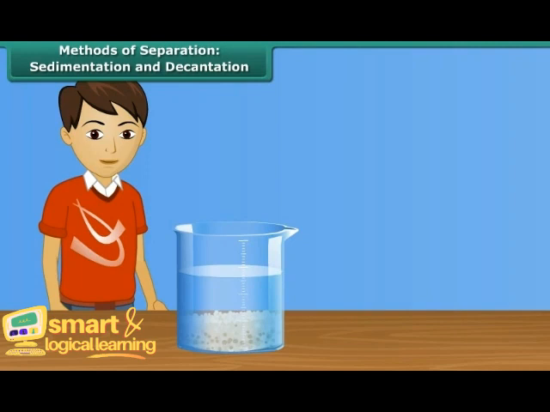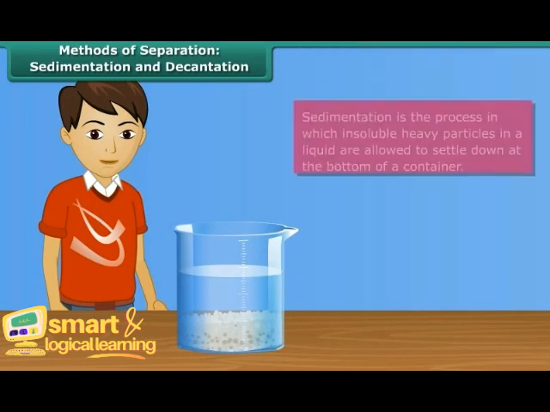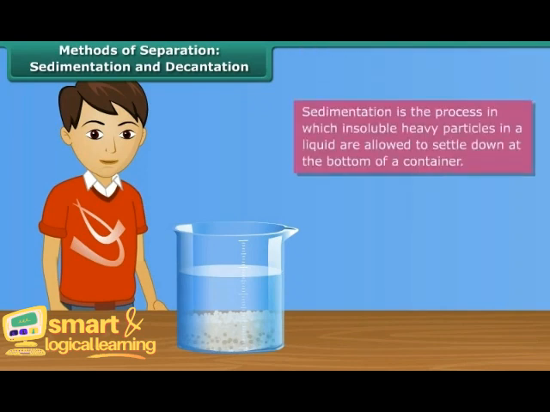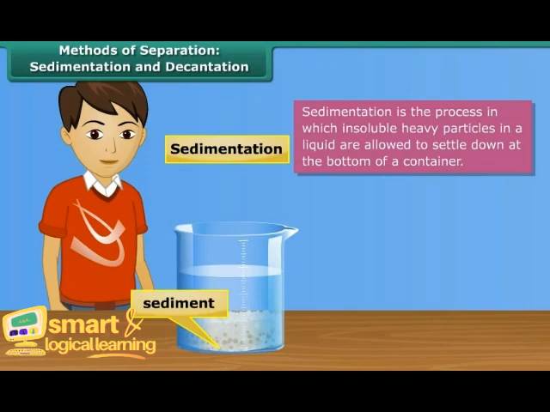The beaker had clear water. Mud, being heavy, had settled down at the bottom of the beaker, while the water formed the upper layer. This process of deposition of mud at the bottom of beaker is called sedimentation, and the layer of mud is called the sediment.